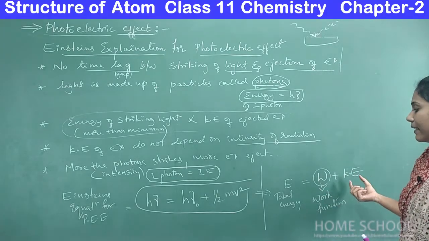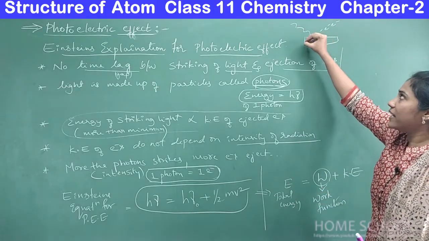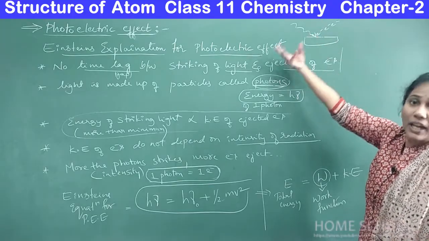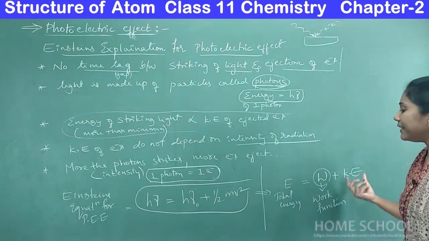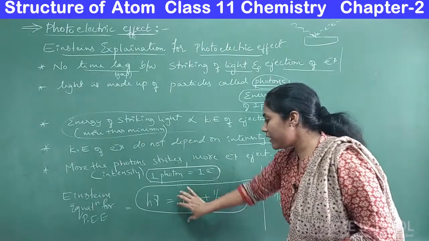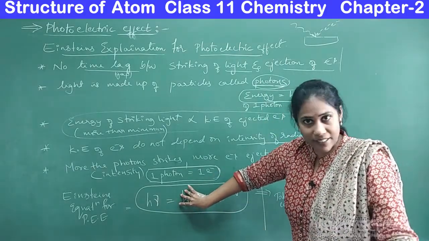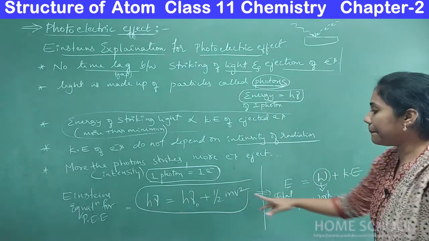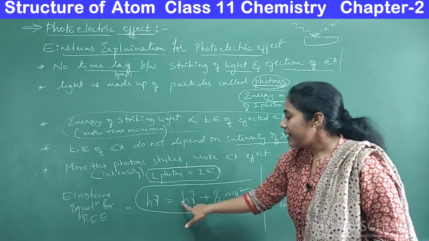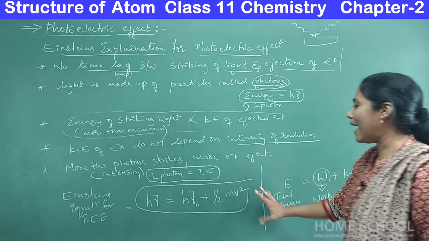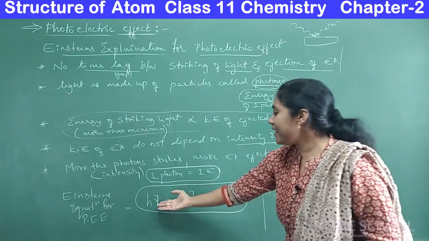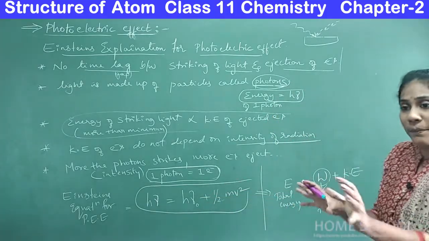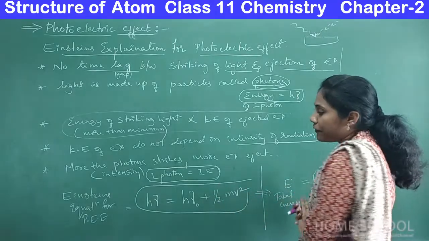Plus kinetic energy. So among the total energy of a radiation, some amount is used for the ejection of the electron and the extra amount is converted to kinetic energy. So total energy is equal to the energy used for ejection of the electron plus kinetic energy. That is mathematically represented like this: h nu is equal to h nu naught plus half mv square. You can write this in terms of lambda also. According to the information given in a question, you have to use the suitable formula.